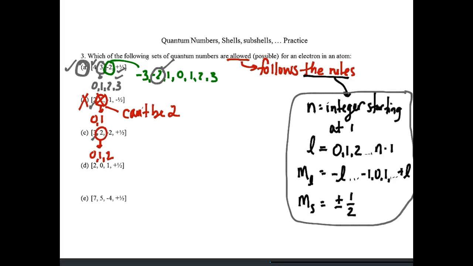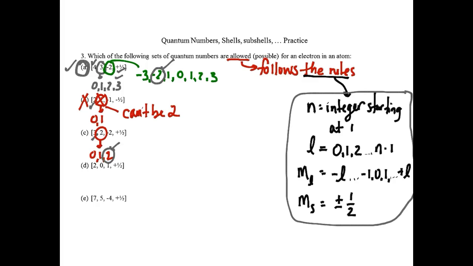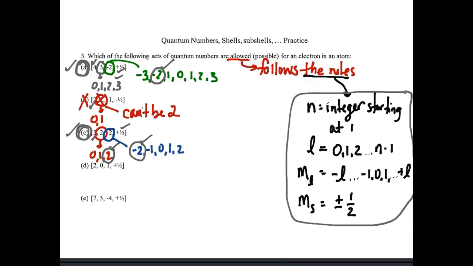Part C, N is 3, which is fine. And if N is 3, that means L can be 0, 1, or 2. And 2 is on that list, so that's fine. M sub L depends on L. Therefore, if L is 2, M sub L can be anything from negative 2 to positive 2. Negative 2 is on that list, so that's okay. And plus 1/2 is fine, so we're going to circle C because it's fine.